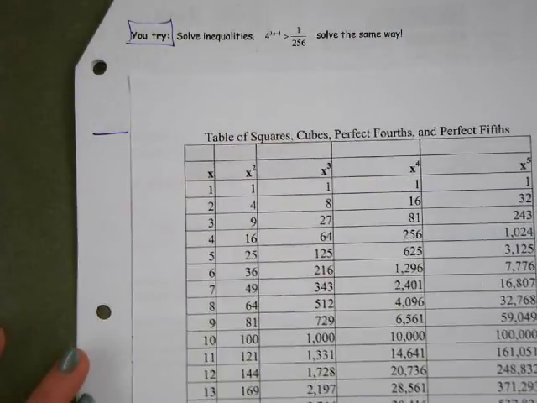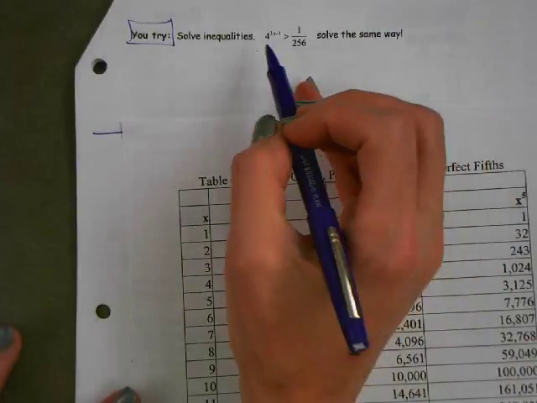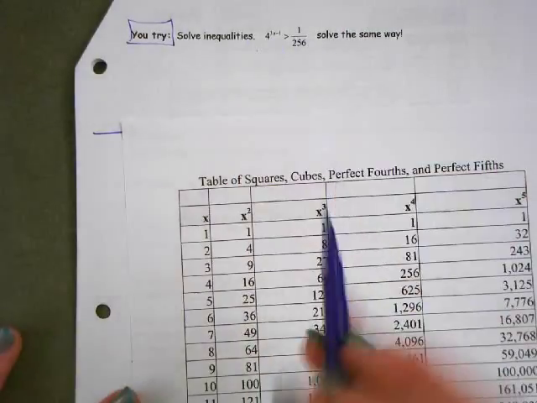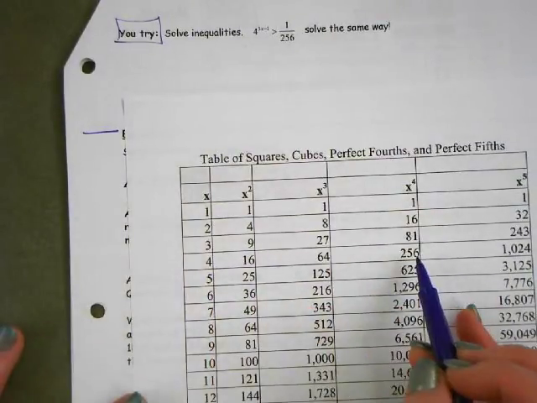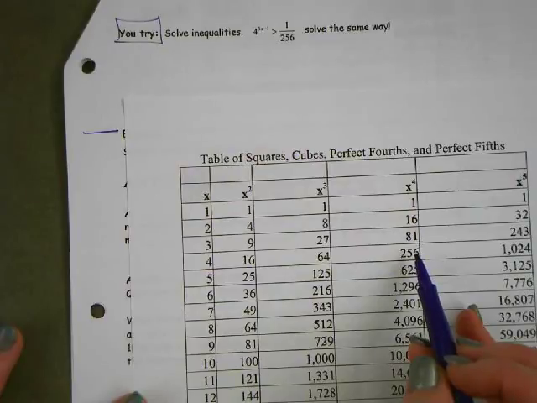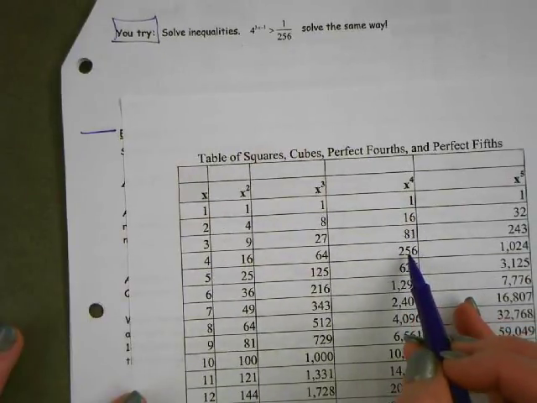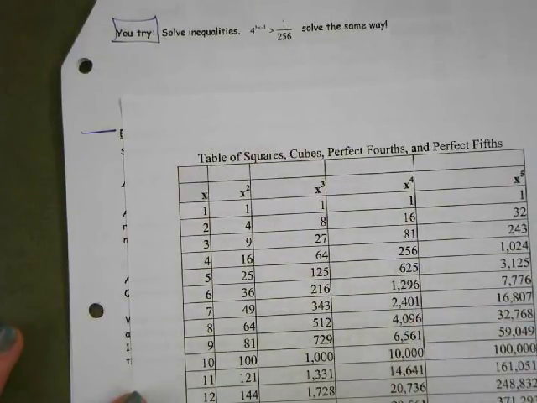So I'm going to look on my chart. I'm going to start with the smallest number that I have, find it, and go across and see if I can find the other number. And what did you find? 4 to the 4, right? So there you go. I can use 4 as my base.